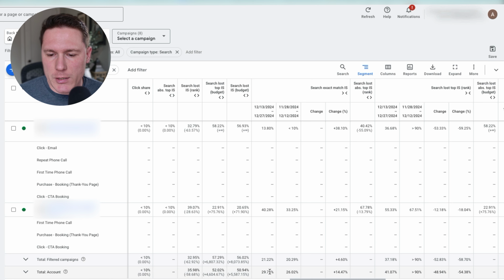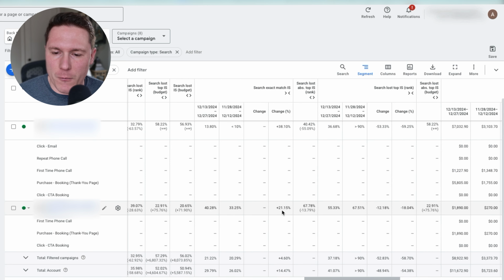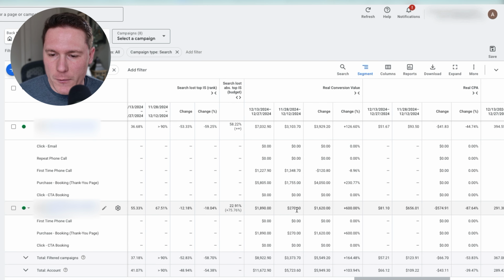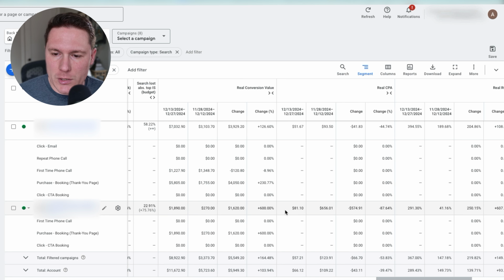You can see just from the time period before and after, we've been able to gain just overall on the whole account about 3%. And it does actually make a difference. In this campaign specifically, there was a 21% increase from 33 to 40. And we actually went from 270 conversion value all the way up to 1,890 with the same amount spent. Went from a 656 CPA all the way down to an 81.